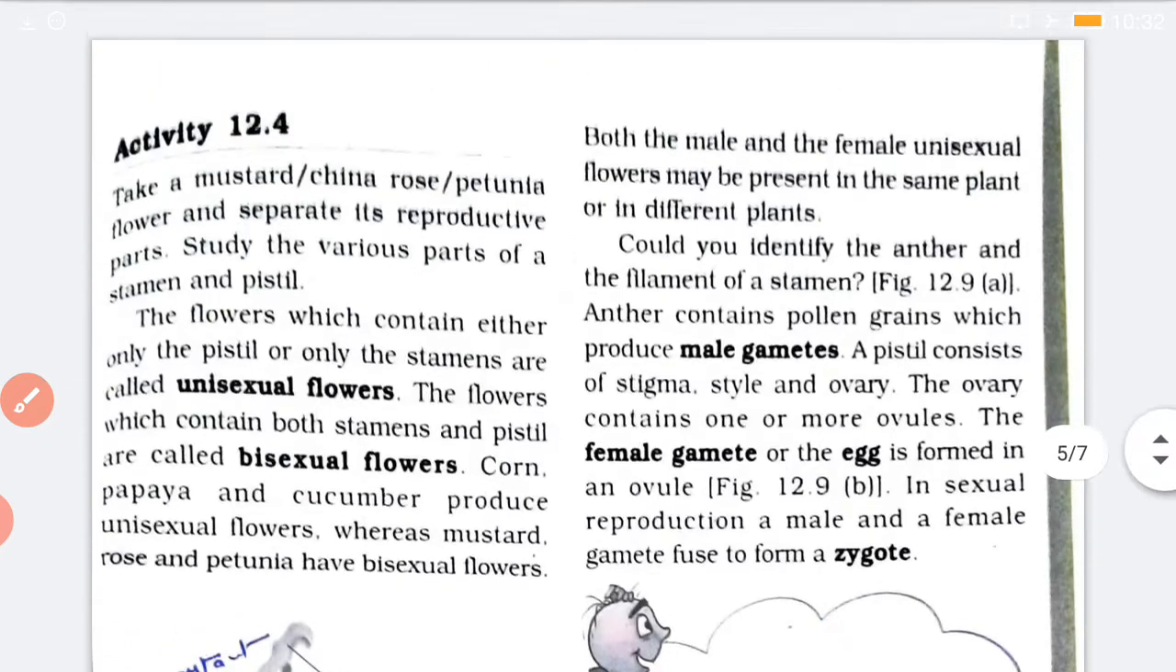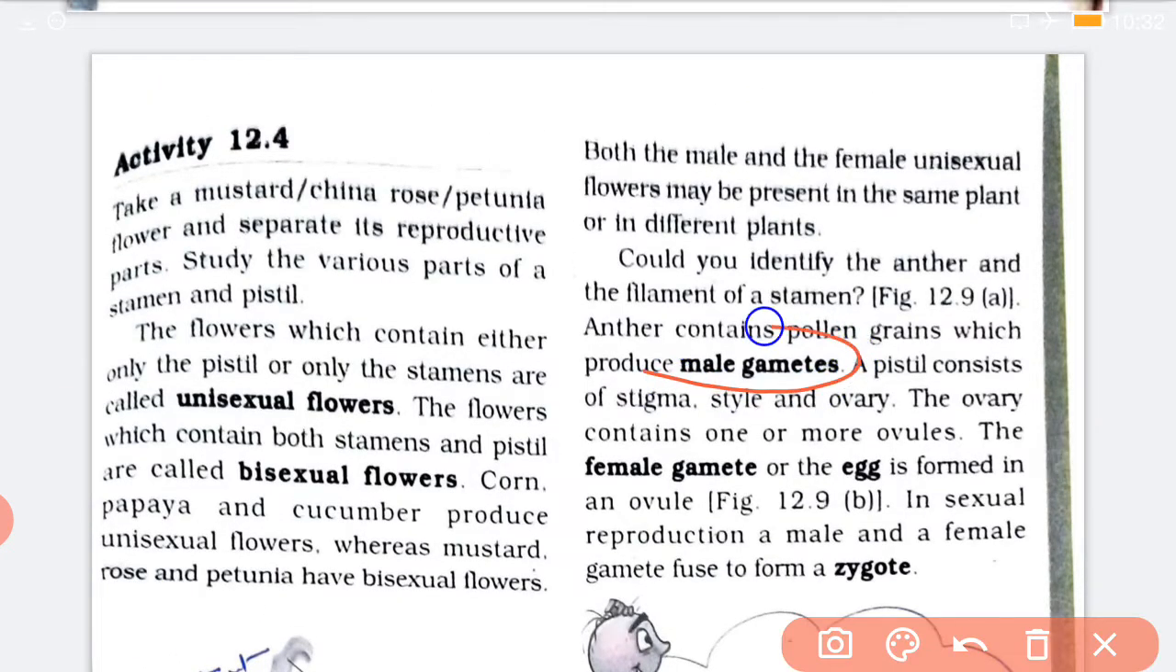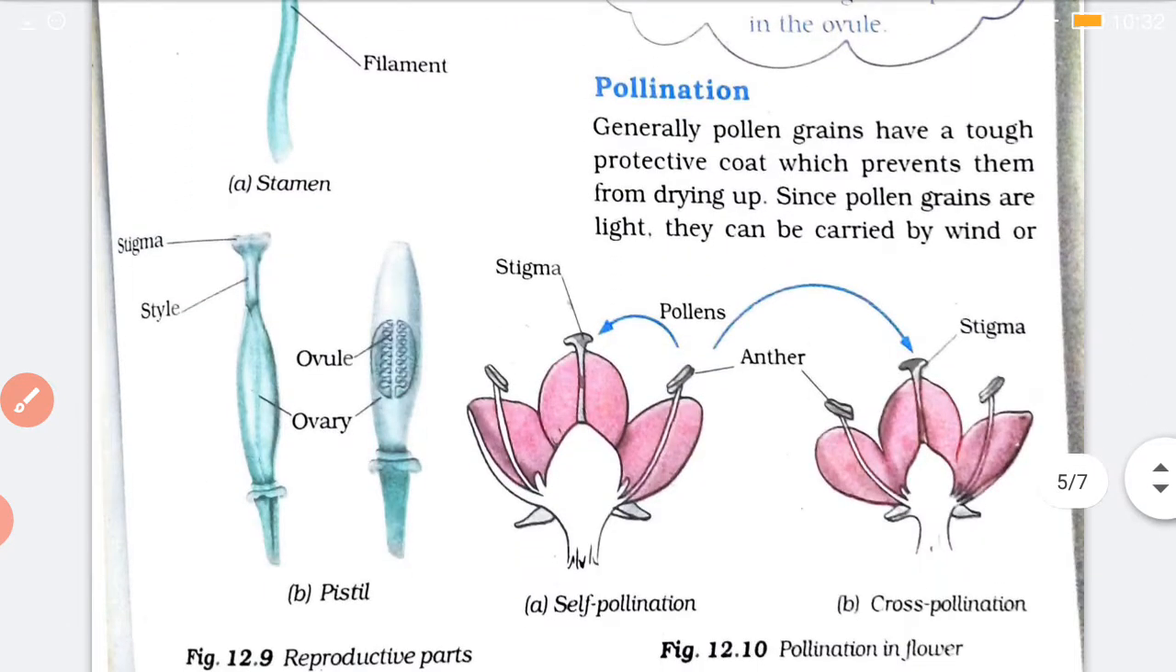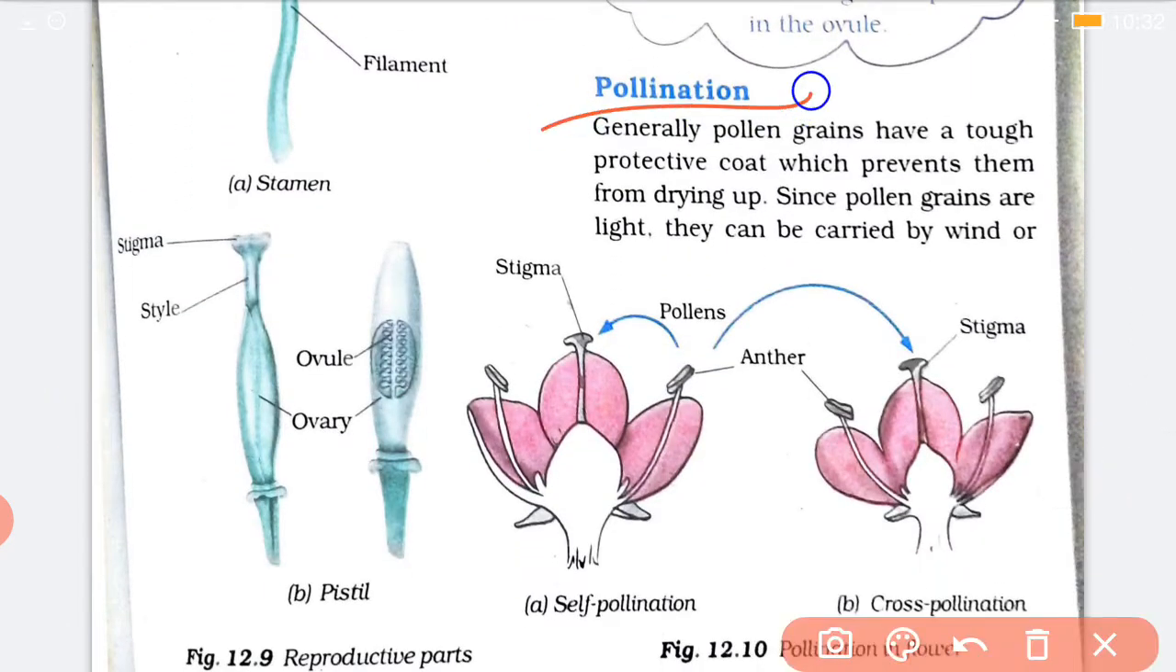We have also seen that what are the male reproductive cells of a plant? It is the pollen grains. And the female reproductive part of the plant, it is the egg which is formed in the ovule. So these two parts are important in sexual reproduction of any plant. Now, how this male and female part come in contact with each other? Through pollination. This also we have seen that what is pollination? It is a transfer of pollen from anther to the stigma of same flower or another flower of the same plant or another plant. Till here we have seen.